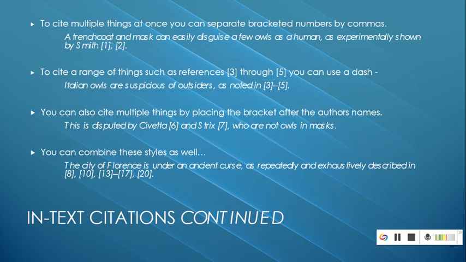You can also cite multiple things at once by placing a bracket after an author's name. So in the third example, you can see, say you used a resource from this author, Savetta. You could put the resource, bracketed 6, right behind their name. And then you used a resource from Strix. You could put a bracketed 7 after their name. And you could also combine these styles as well. So you could separate 2 sources with a comma, you could do a range, etc. And in this final example, you can see they're using it as the end of the sentence footnote style.